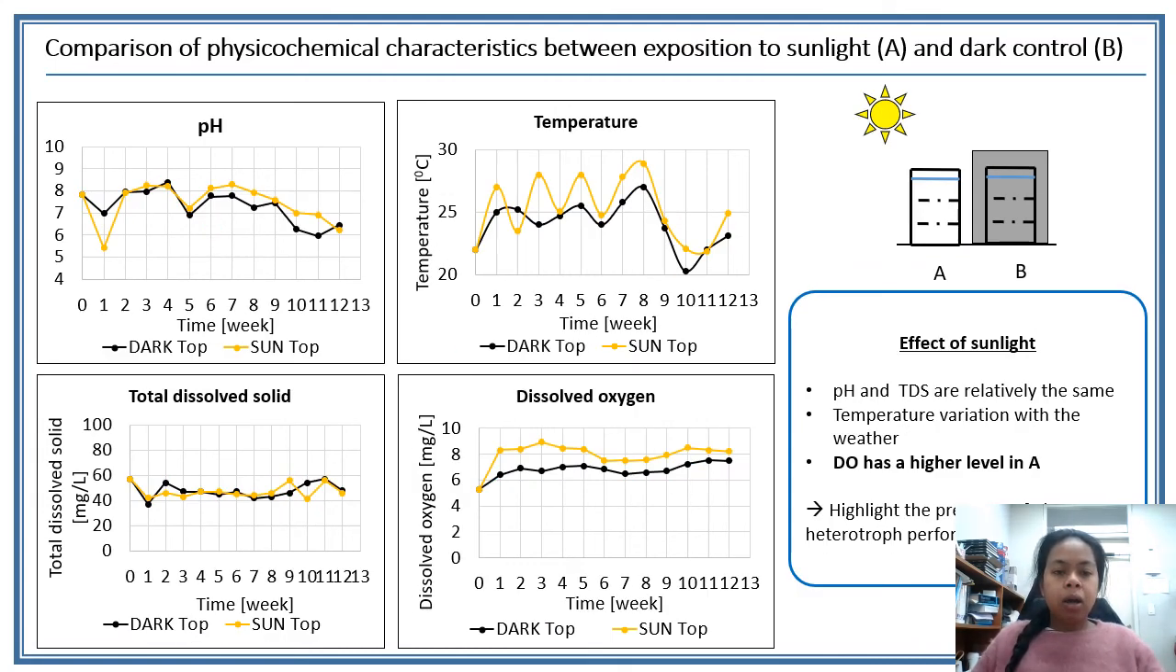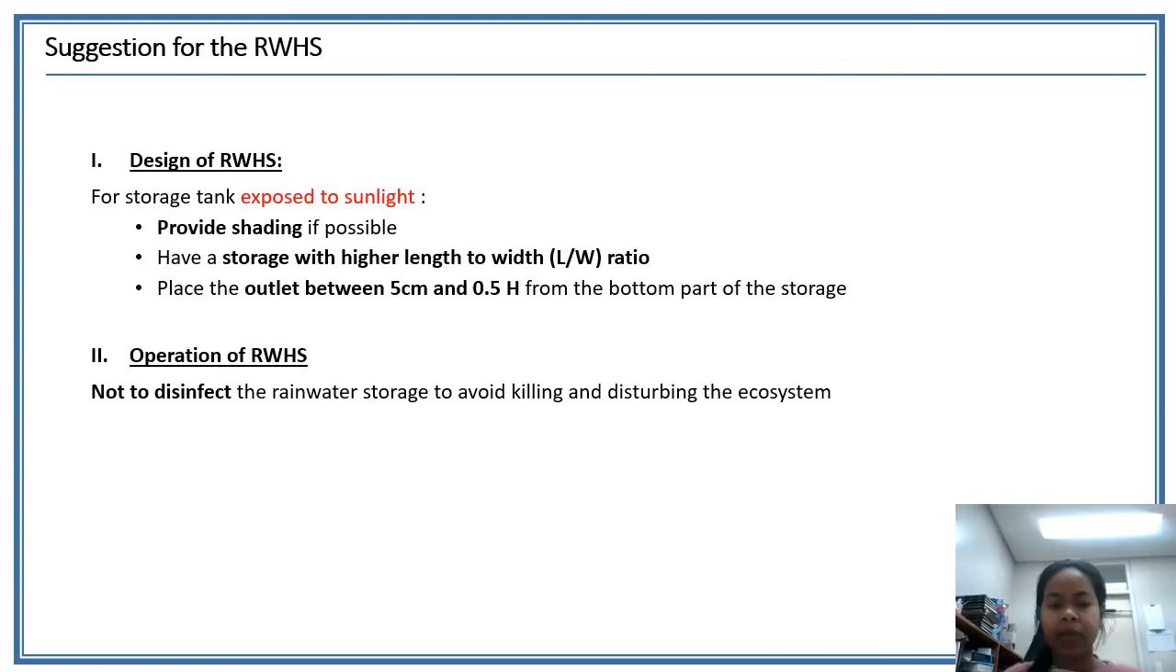When we compare the physiochemical characteristics between the exposition to sunlight and dark control, we can notice that pH, temperature, and total dissolved solid are practically similar. The dissolved oxygen is slightly different because the water stored in sunlight has a higher level of dissolved oxygen. This implies that there might be photosynthesis in this water stored in sunlight. That's all for the result of the investigation of the effect of sunlight.